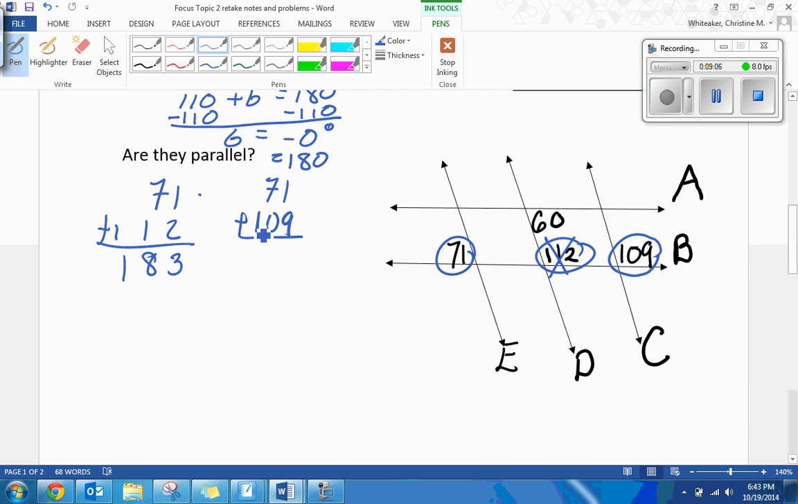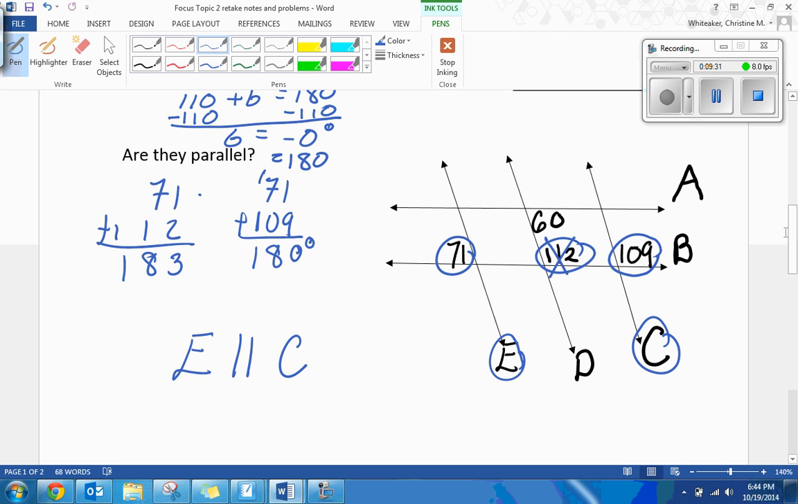Don't know why my 1 is disappearing there. Okay, so then 9 plus 1 is 10. Carry that 1. 7 plus 1 is 8. And there we have it, 180 degrees. So we have 71, so that's going to be on line E, and 109, and that's on line C. So we know that E and C are parallel.